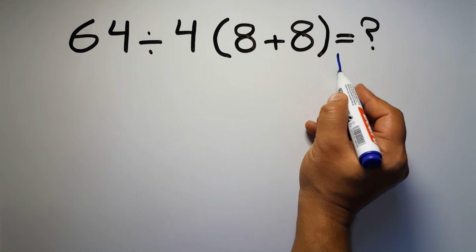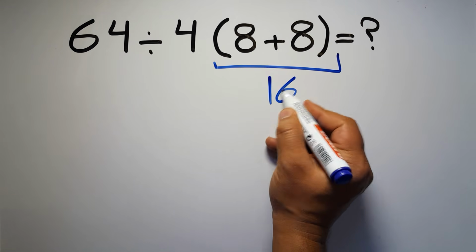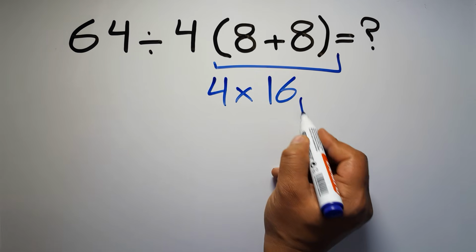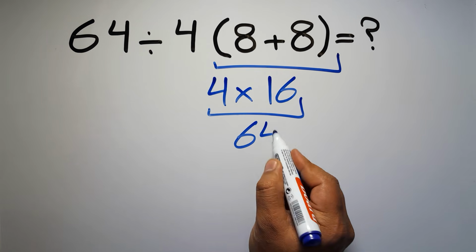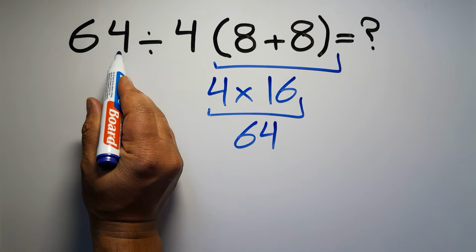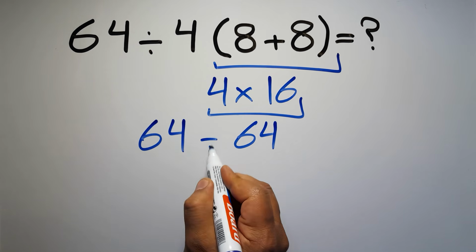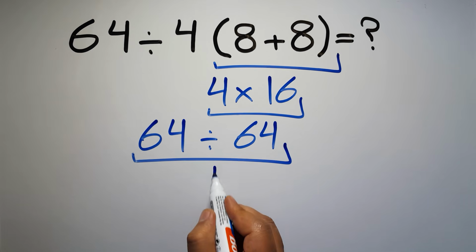8 plus 8 equals 16. And 4 times 16 equals 64. So 64 divided by 64, which equals 1.